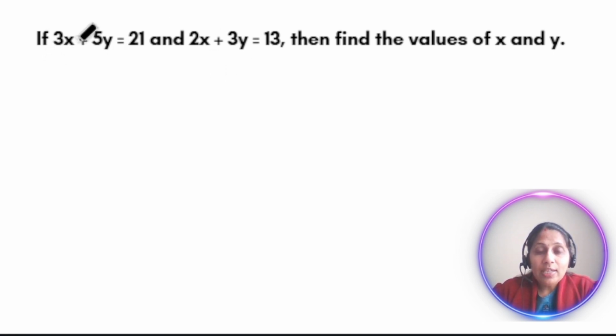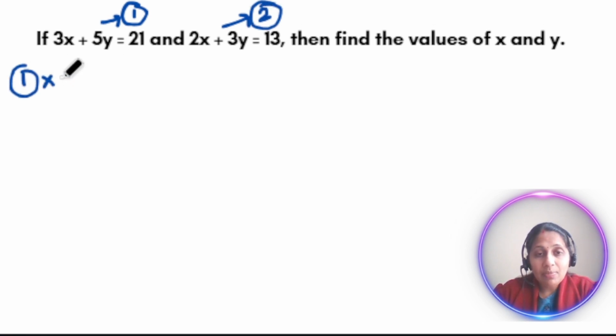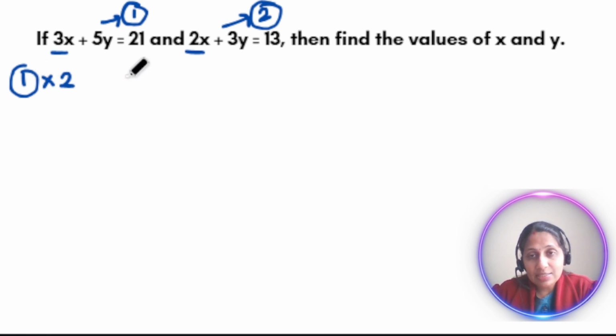Here I'm going to eliminate the x variable, right? So let's consider this as the first equation and this as the second equation. So I'm going to multiply the first equation by 2. Why? Because here I have 3, here I have 2. I have to make the coefficient of both the x's same. So for that, I have to find the LCM, which is 6. So I'm going to multiply the first equation by 2 in order to get the 6.